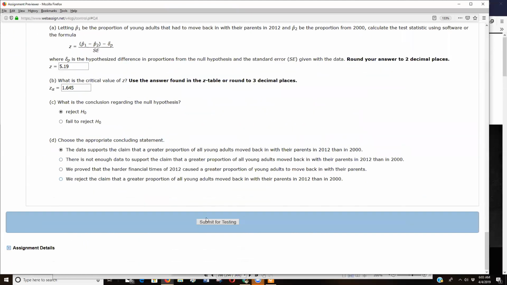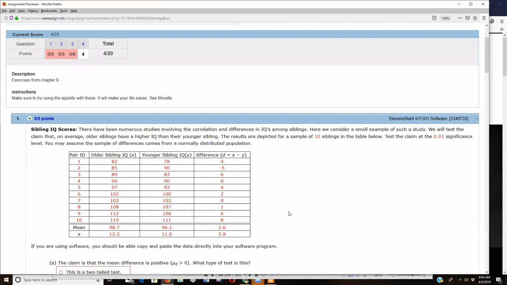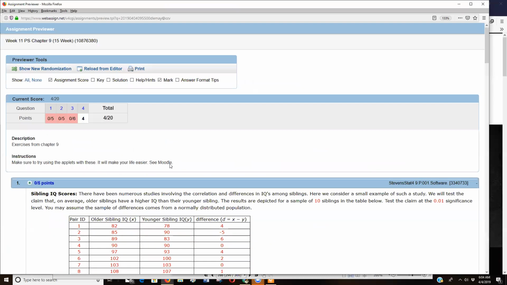Okay, let's see how I did. It gave me all 4 points for that question. So that's how I did this question using that Rossman Chance applet. I really encourage you to just use an applet, not follow that formula. Okay, so hopefully this will help you answer your question.